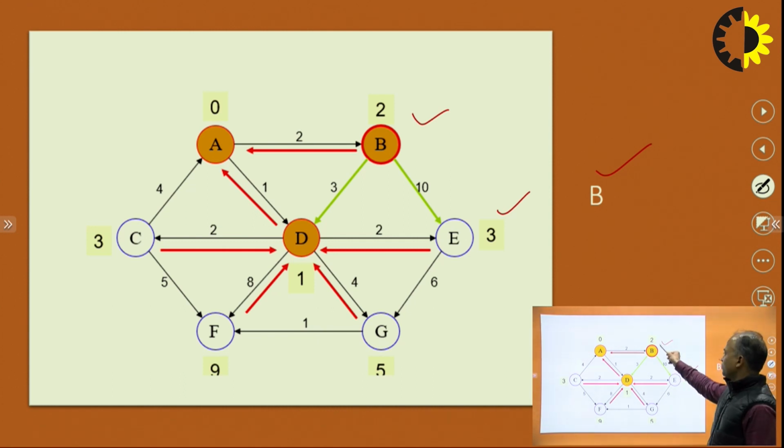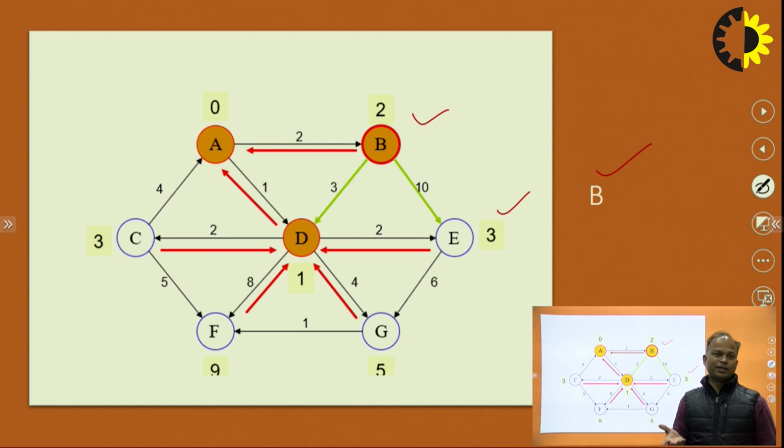So vertex B has been explored. Now the rest of the vertices are E, G, F and C. E and C, these two vertices have the minimum value, which is 3, and the rest of the vertices F and G have the 9 and 5 values. So the minimum one is given to C and E. So C is 3, E is 3. So there is a tie. So you can choose either C or E as the next vertex. The choice is yours.